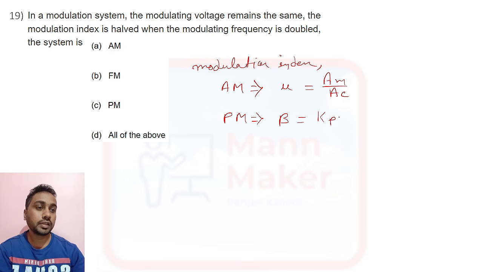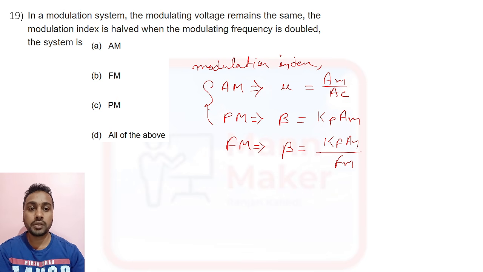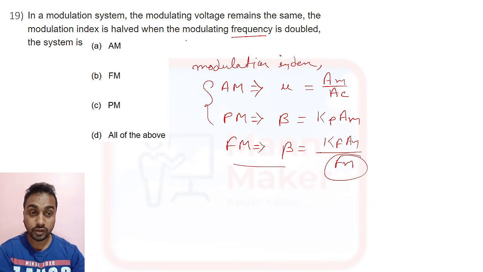Beta equal to Kp into AM. This is the modulation index formula. Now for FM, that is frequency modulation, this is again beta equal to Kf AM divided by FM. So if you see these two, AM and PM are not dependent on frequency. These are independent of frequency, but only FM is dependent on frequency.